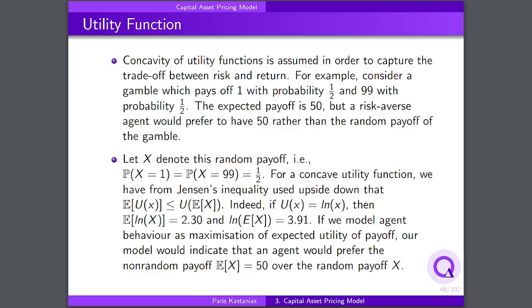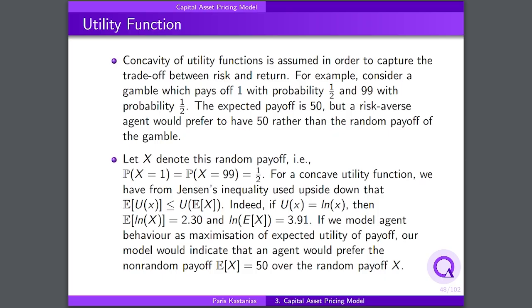For a concave utility function, we have from Jensen's inequality used upside down that the expectation of u of x is less than or equal to u of the expectation of x. Indeed, if u of x is equal to the log, then the expectation of the log of x is equal to 2.3, and the log of the expectation is equal to 3.91.